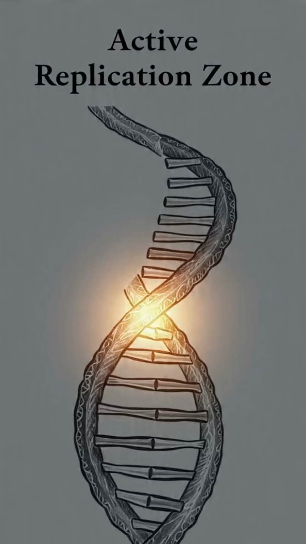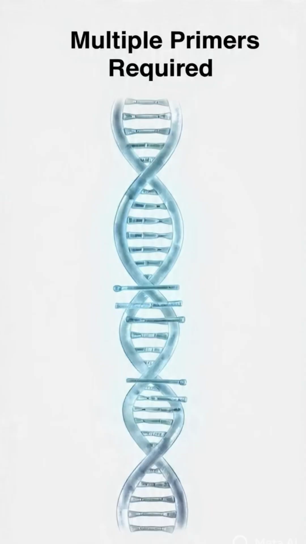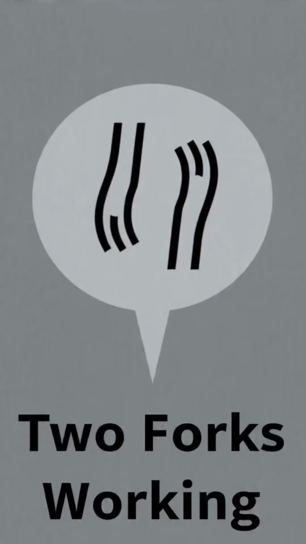Okazaki fragments and enzyme coordination. Lagging strand shows multiple primers. Each Okazaki fragment starts with a primer. Fragments waiting to join. Okazaki fragments float before ligase action. Ligase joins fragments. Visual glue binds all fragments. Replication bubble with two forks shows simultaneous bidirectional replication.